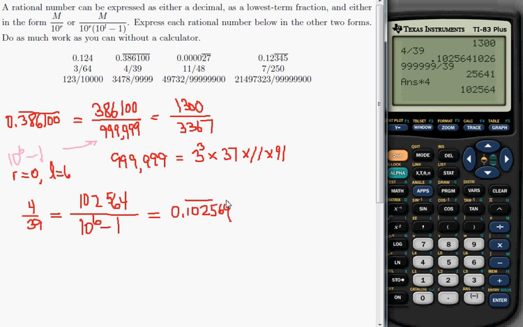Now I want to emphasize that we did not simply just look at the calculator and say, ah, yes, the period must be 6. Because based on the calculator, we could have something different after the 26 here. We have to confirm that, and we confirm that directly by checking that 39 is a factor of 10 to the 6th minus 1.